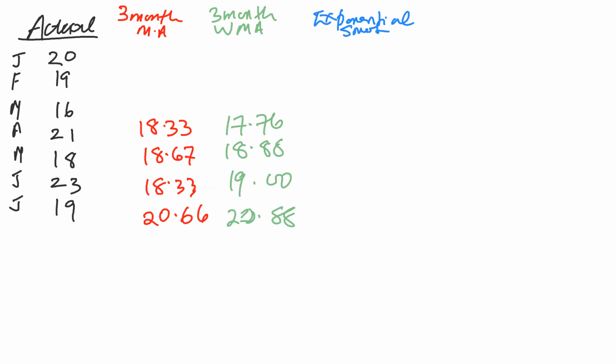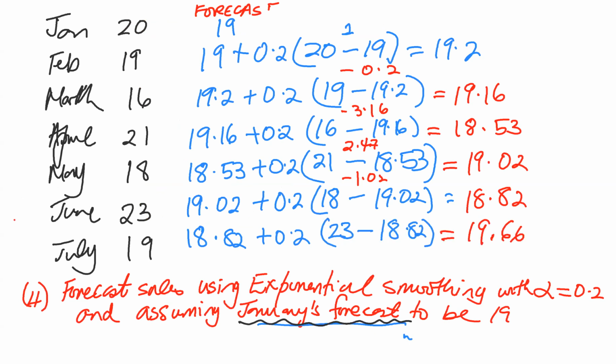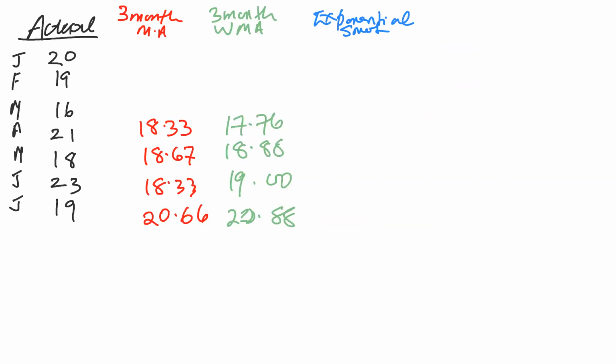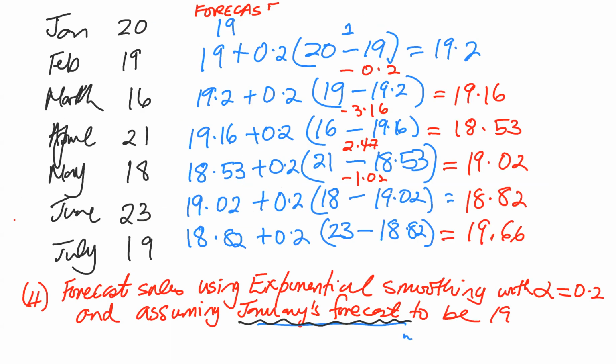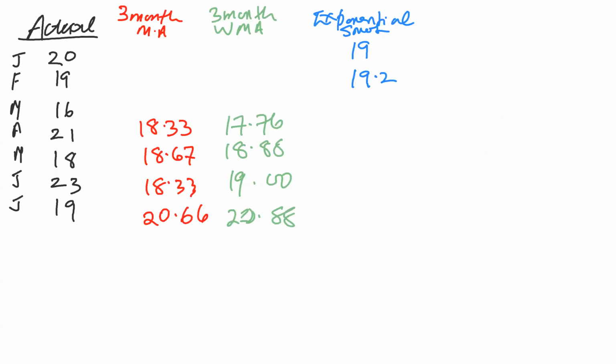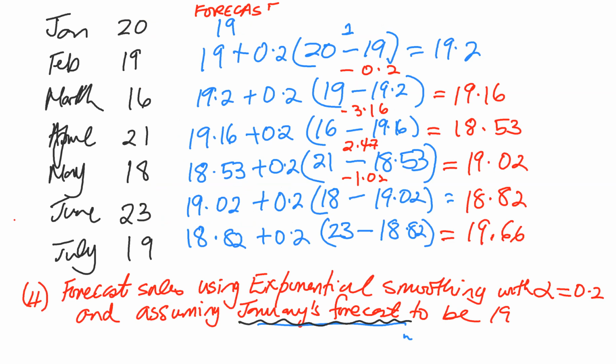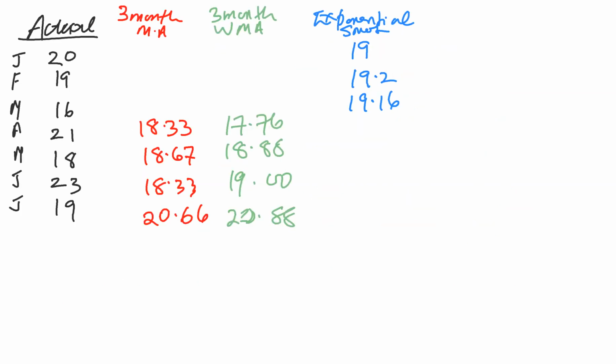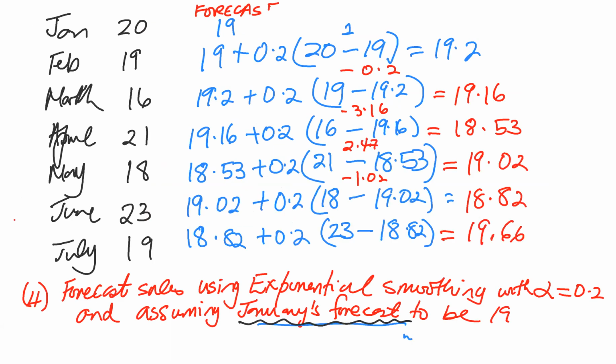Under exponential smoothing, we started from scratch. We had 19 for January, 19, 19.2. Yes, and we pick up the one that we were told, so don't leave it out. 19, 19.2, 19.16. And then we had 18.53 and 19.02. Then we have 18.82, 19.66. I hope I picked them up right.